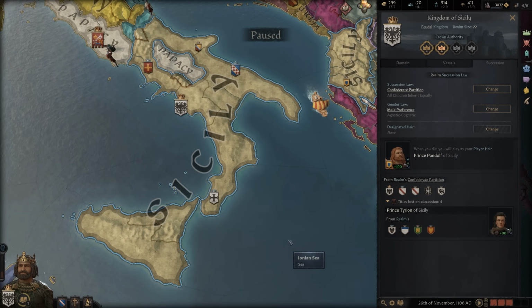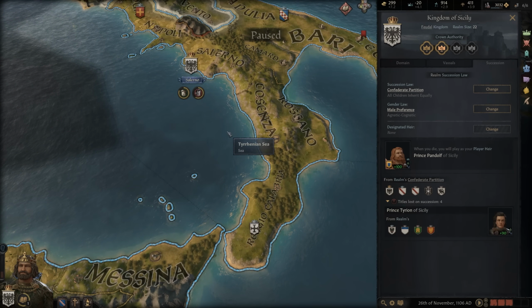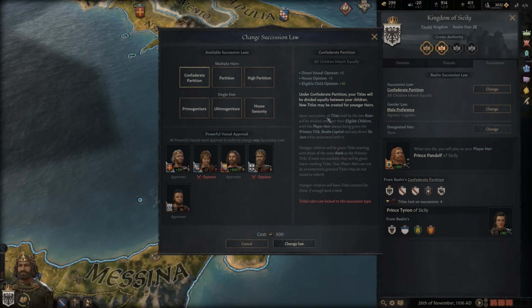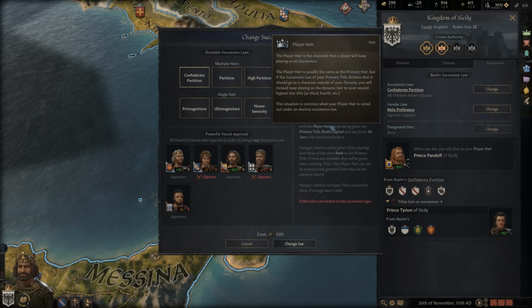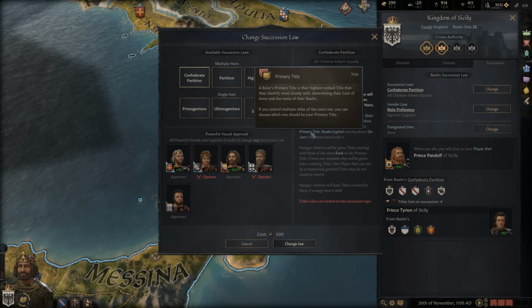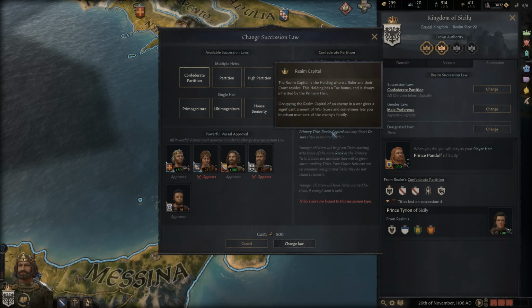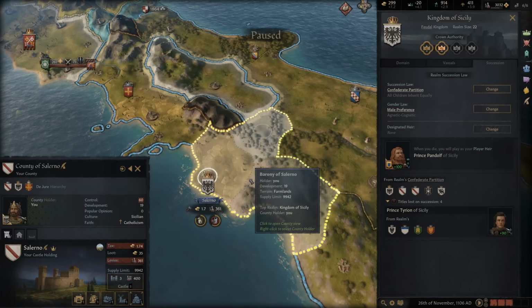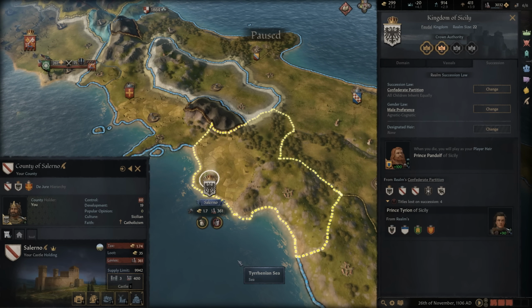So what I'm going to do is move my capital, because remember, with partition law, your eligible children, upon the succession, all titles held by the late ruler will be divided amongst their eligible children, with the player heir always being given the primary title, king, and realm capital. So, the realm capital is Salerno, and this is all he's going to receive from Salerno. Not too bad, but let's make it better.